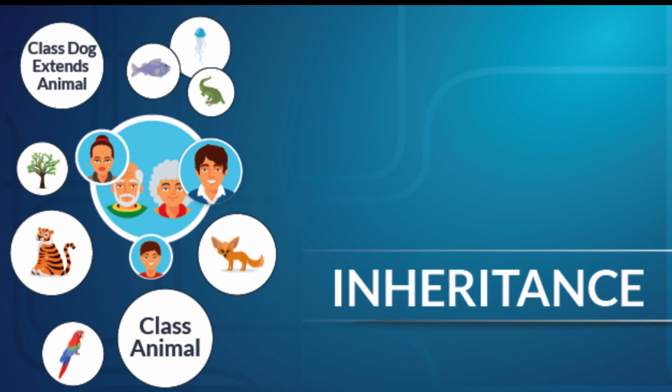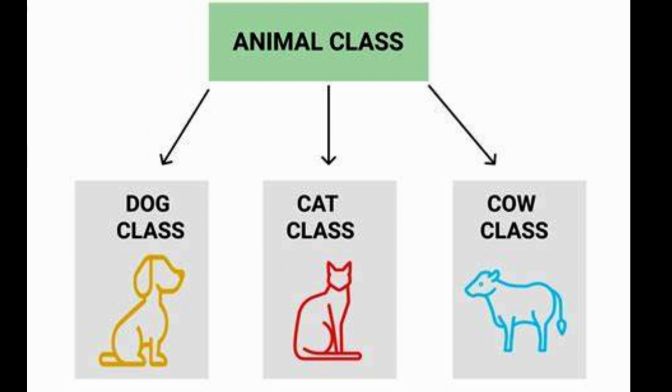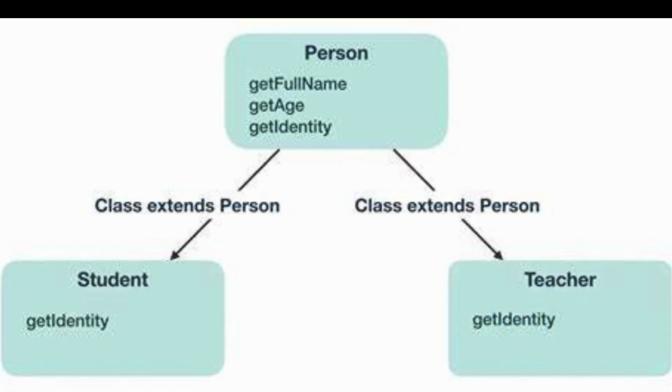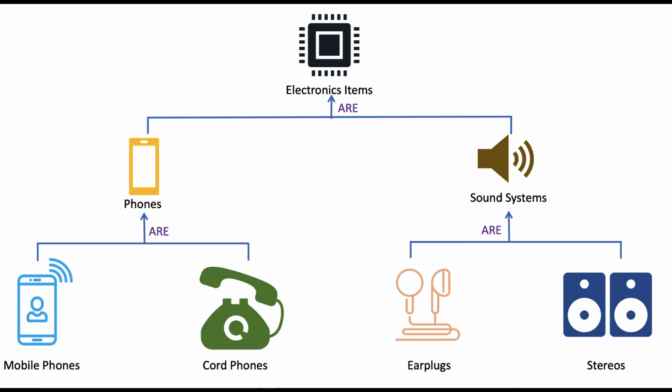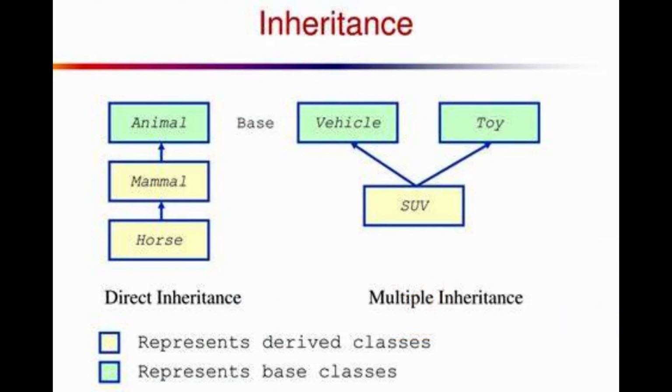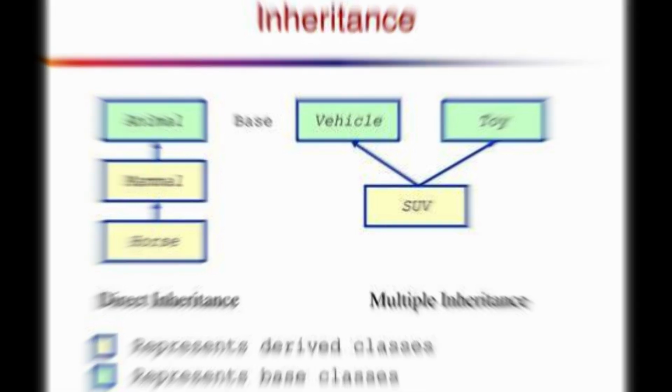Inheritance. Inheritance allows a class to inherit properties and behaviors from another class, known as the superclass or base class. The class that inherits from the superclass is called the subclass or derived class. Inheritance promotes code reuse and establishes a hierarchical relationship between classes.